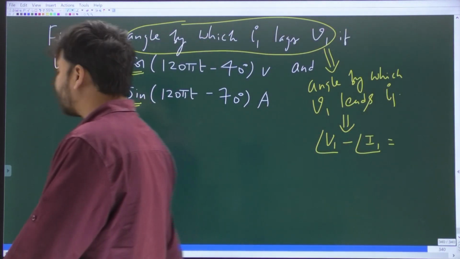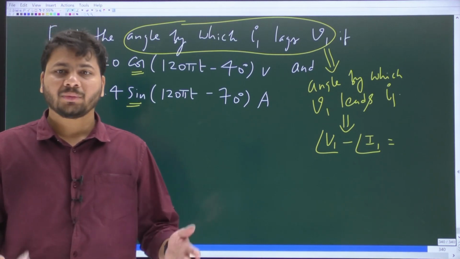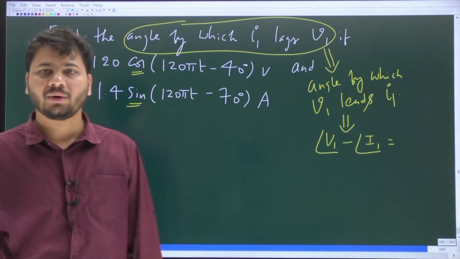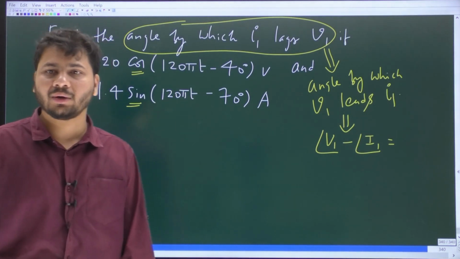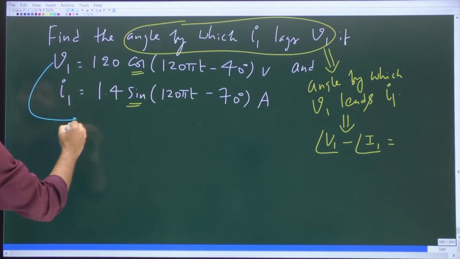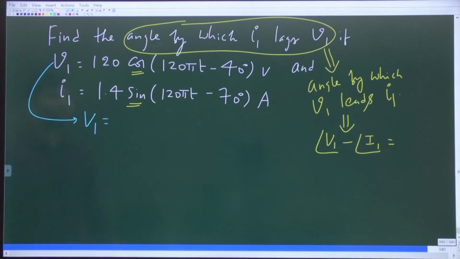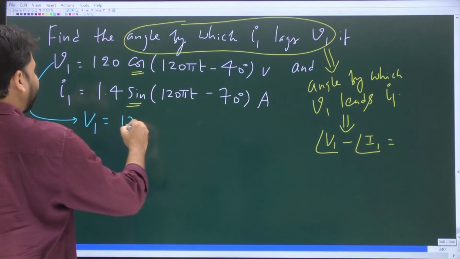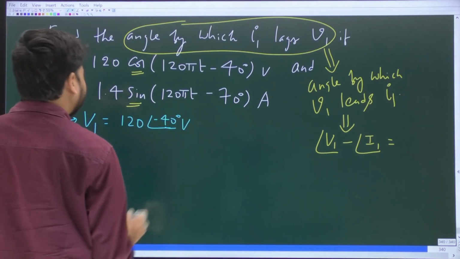But here, since the voltage is cosine and the current is sine, you should do some manipulation. The best way is to express both quantities in the phasor domain. Look at this. Small v1 in phasor form becomes capital V1, which is 120 at an angle of minus 40 degrees volts.